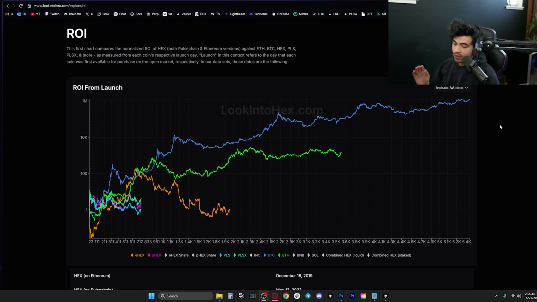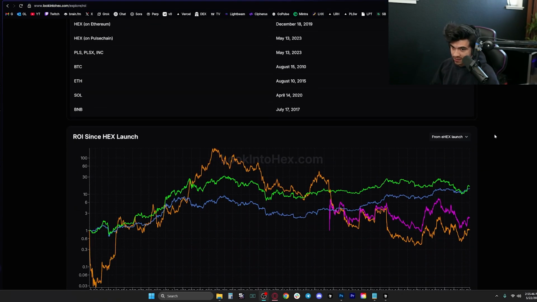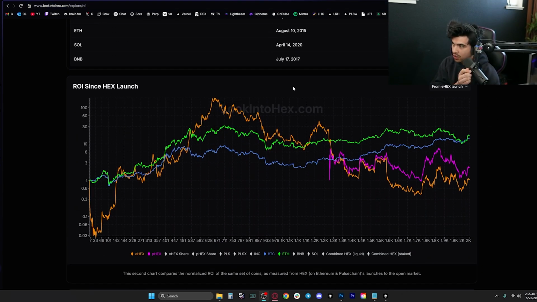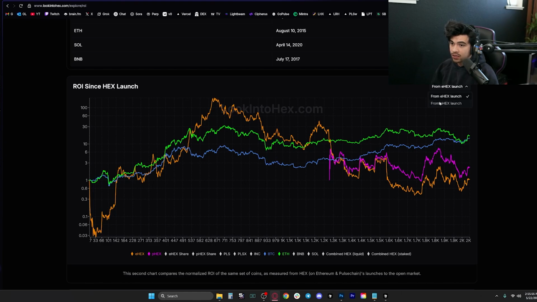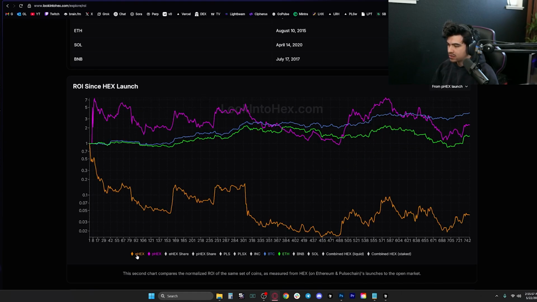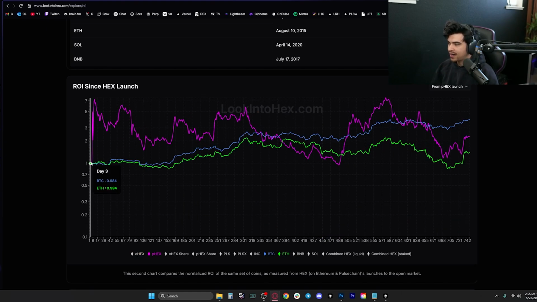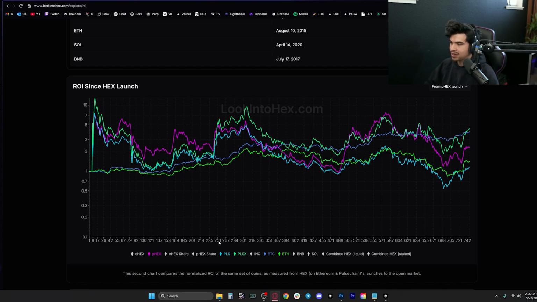Now, you can also scroll down here on that same page, and you can look at this chart, which is ROI since HEX launch. This is also a very interesting one to look at, right? And you can do from HEX launch or from PHEX launch. So let's do from PHEX launch. We'll get rid of HEX here. And again, these start at the actual first opening candle. So again, these were below stake rate for PLS and PLSX, and for PHEX, it was simply its opening candle, its opening price. So if we include PLS and PLSX here, it tells a quite interesting story.